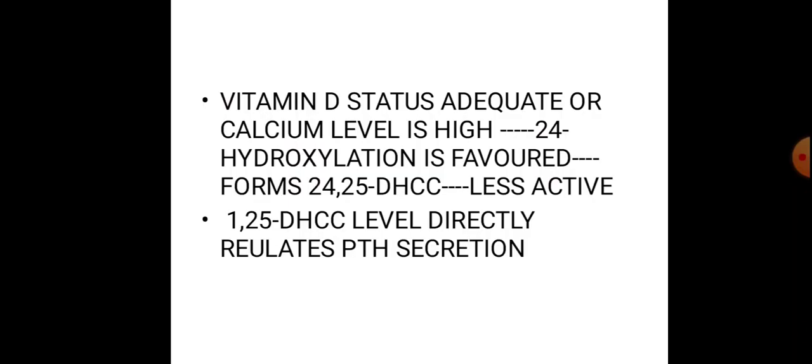If the vitamin D status is adequate or the calcium level is high, 24 hydroxylation is favored and forms 24,25 DHCC, which is less active, and 1,25 dihydroxycholecalciferol level directly regulates parathyroid hormone secretion. Remember that if there is an adequate vitamin D level or a high calcium level, then 24 hydroxylation is favored and it forms 24,25 DHCC, which is less active.